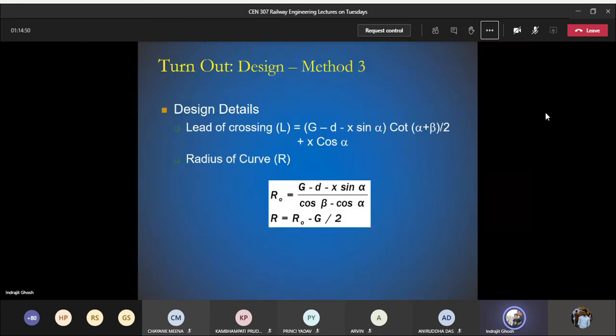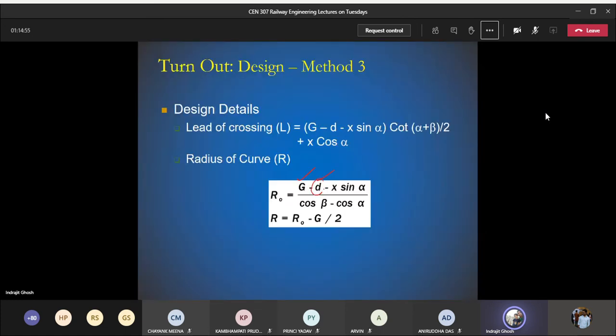Okay. So GD is heel divergence, alpha is crossing angle, beta is switch angle. My suggestion to the people is that you please derive it. If you have any difficulty, just let me know, then we will have a class. But I do not ask any question for exam purposes because I think it is not possible for the students to remember those complicated equations. So I avoid asking questions from the design of the turnout from these three methods.